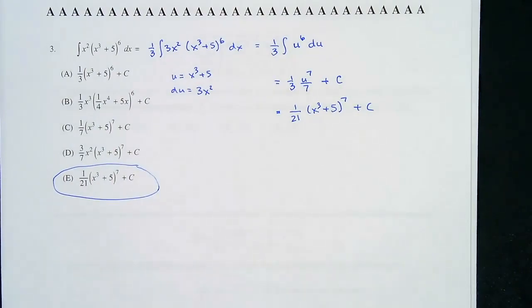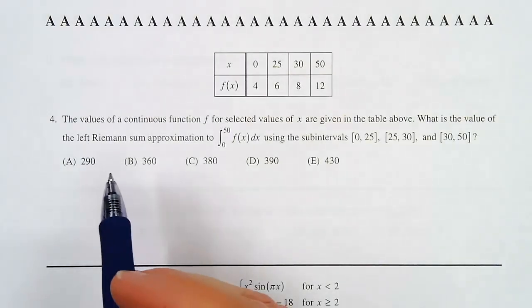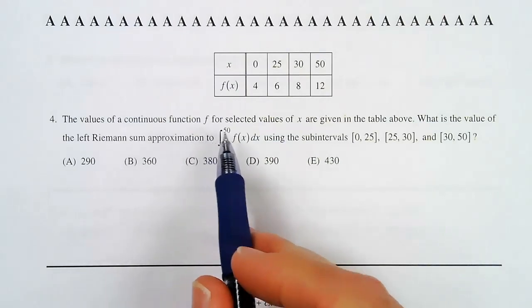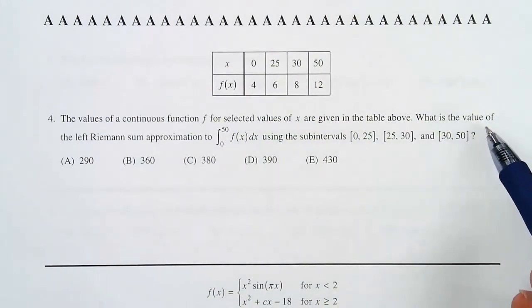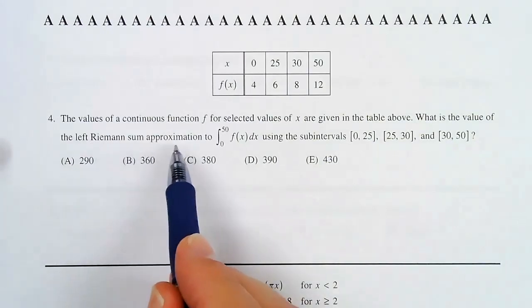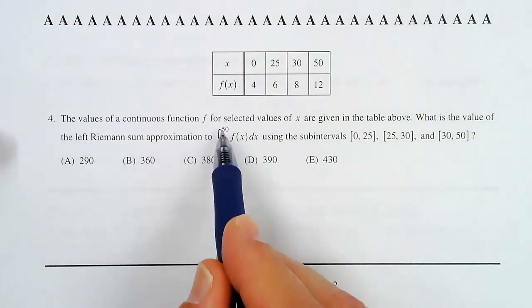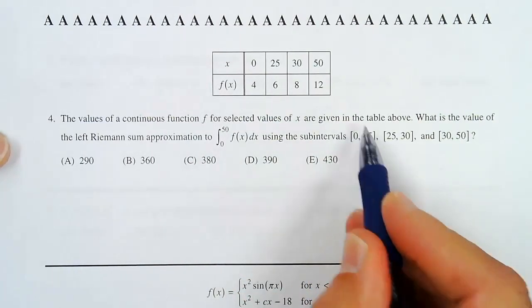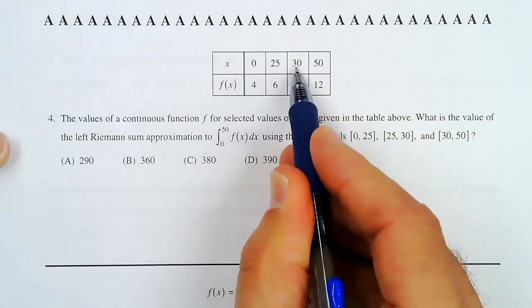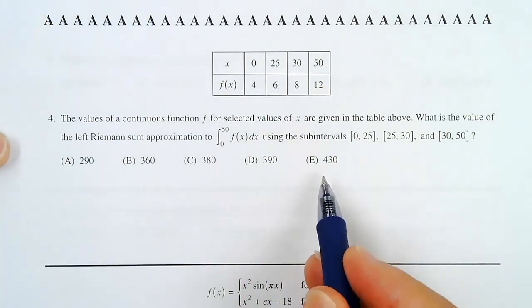Let's go to number 4. For problem number 4, we have the values of a continuous function f for selected values of x that are given in the table above. What is the value of the left Riemann sum approximation from 0 to 50 of f of x dx? And then they're telling you what intervals to use. So 0 to 25, and then 25 to 30, and then 30 to 50, okay?